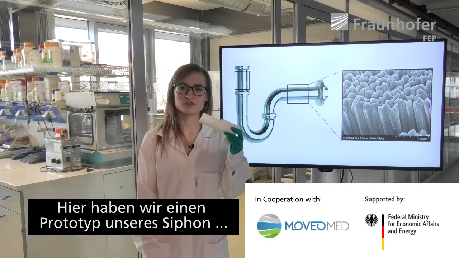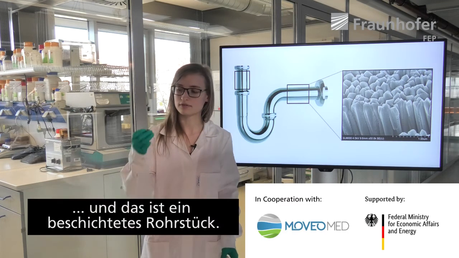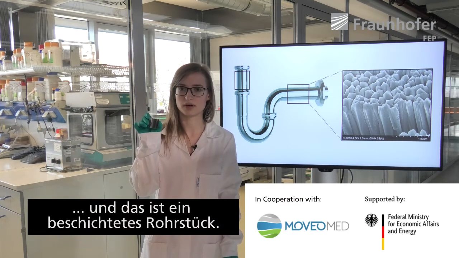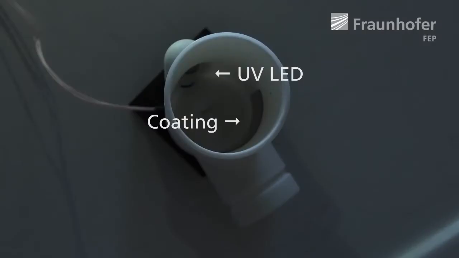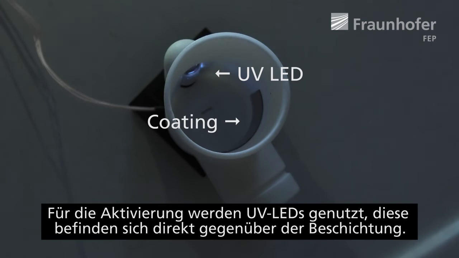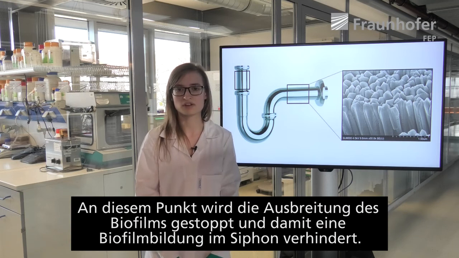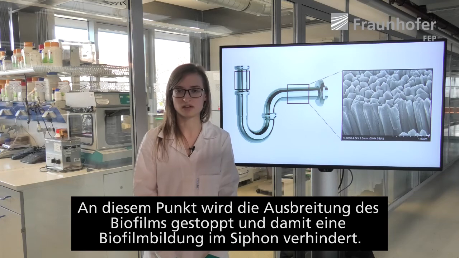Here we have a prototype of our siphon, and this is a coated piece of sewage pipe. This is where the coated pipe is attached, and for activation UV LEDs are used. These LEDs are positioned directly opposite the coating. At this point, the spread of biofilm from the sewer is stopped, hence biofilm formation in the siphon is prevented.